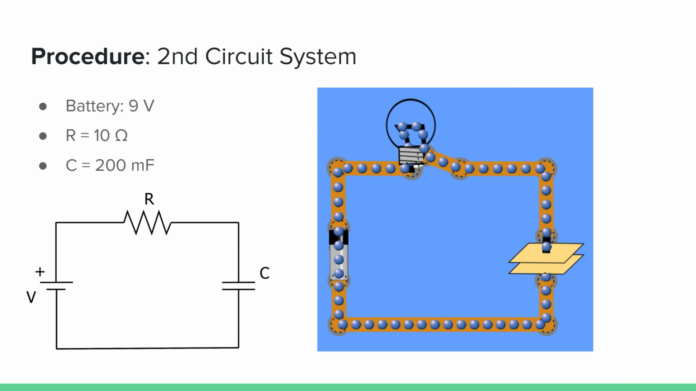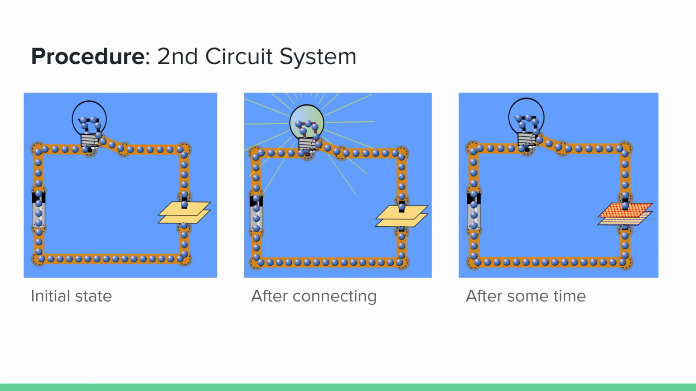The next part of the lab focused on a different circuit system, namely an RC or resistor capacitor circuit containing a 9-volt battery, a 10 ohm light bulb, which acts as a resistor, and a 200 millifarad capacitor. The circuit ran through multiple stages over time. First, the initial state saw no charge in the capacitor while the bulb started out being unlit. Immediately after connecting the circuit, the light bulb lit up, and over time it slowly dimmed as the capacitor gained charge.